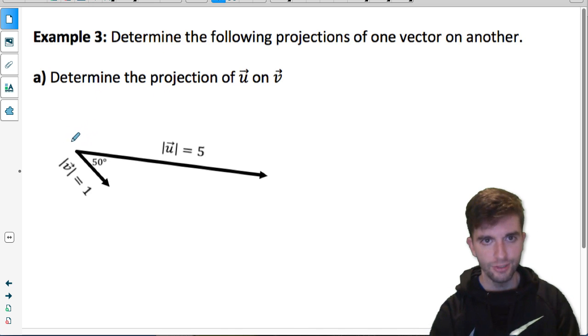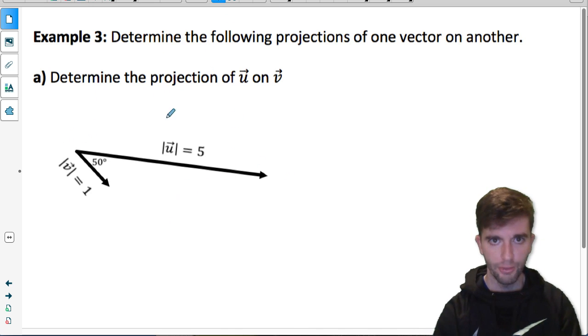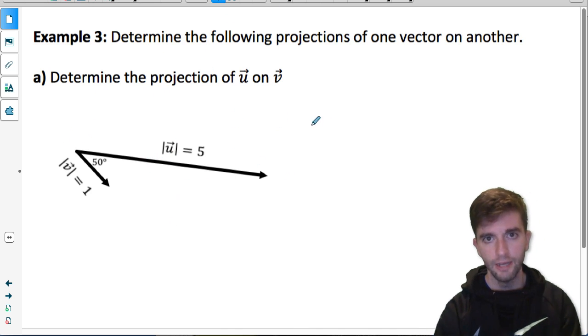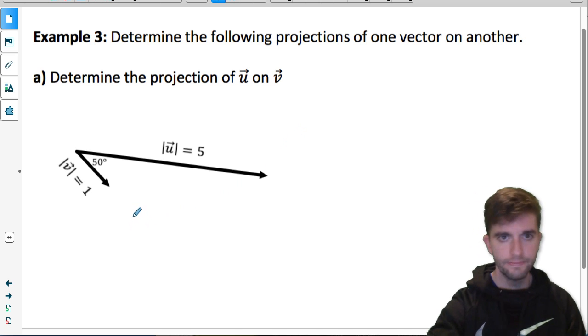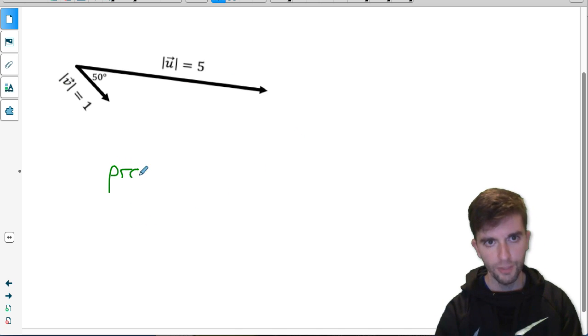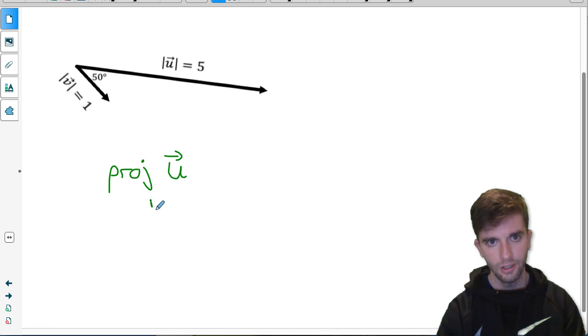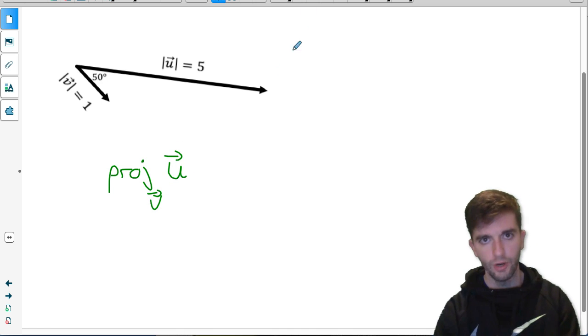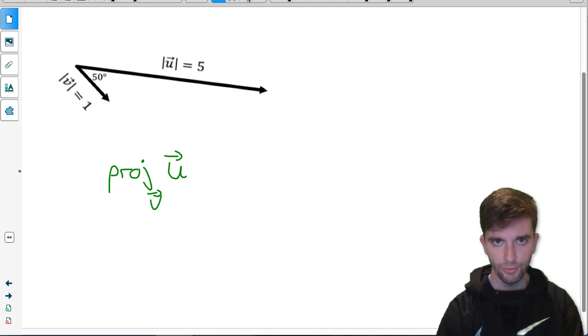So part A, I have two geometric vectors here. It says determine the projection of U onto V. If I want the projection of U onto V, we can use the formula we came up with, projection of vector U onto vector V. So I should also give you a diagram of what this would look like.